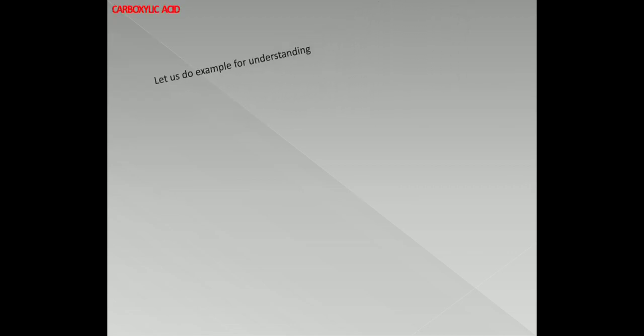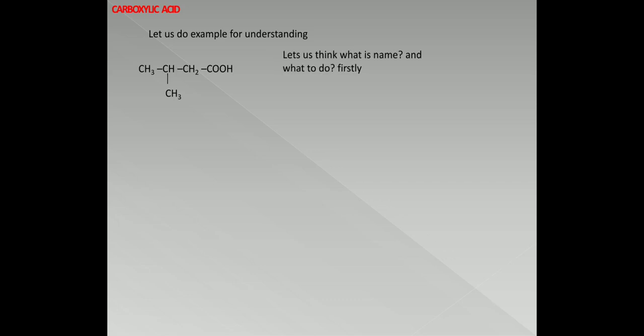Example, CH3CH(CH3)CH2COOH. Think about the name of this. First we select the continuous longest chain. See this? 1, 2, 3 and 4. We start numbering from the carboxylic group, and CH3 is the branch at the third position.